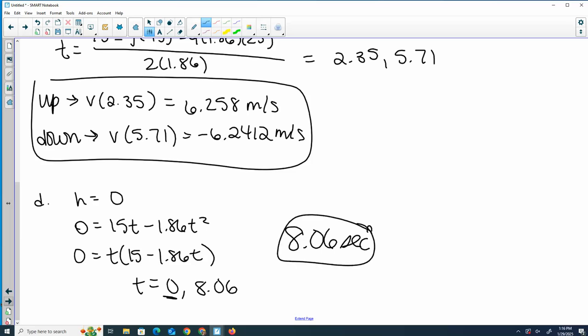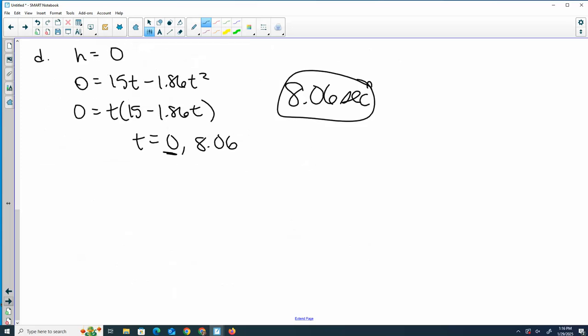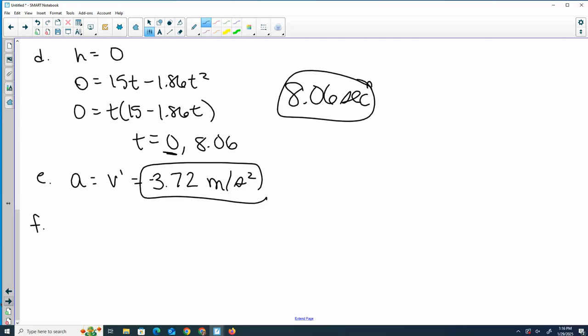And then E, the acceleration. How do we find acceleration? The second derivative. So it's the derivative of the velocity. Velocity from part A was 15 minus 3.72t. So this would be negative 3.72. And there are no variables to plug in. And F, the velocity when it returns to its starting position. So velocity was the first derivative. That's when it hits the ground. So you plug 8.06 into your first derivative.